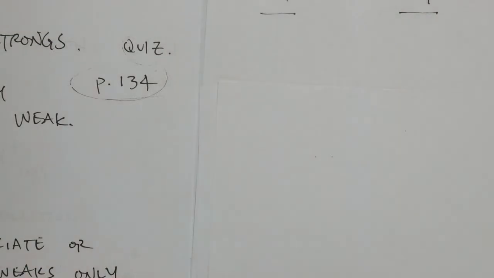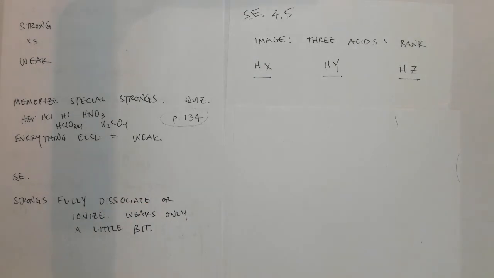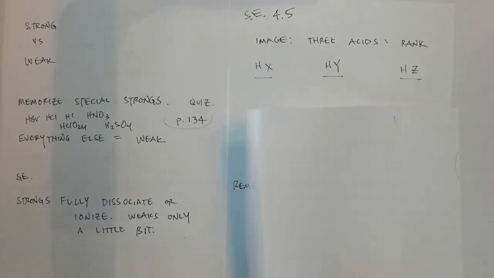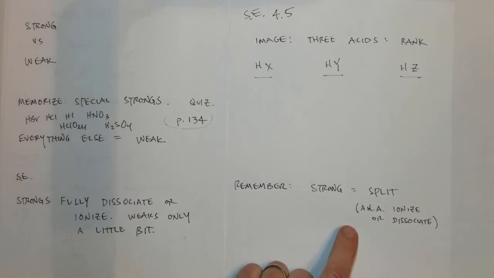Hopefully that's helpful in illustrating or understanding what's actually happening, because when acids or bases that are strong dissolve, they form lots and lots of ions, and we want to illustrate those. Remember, the strongs are the ones that are split. Those are the ones that ionize or dissolve or completely dissociate.